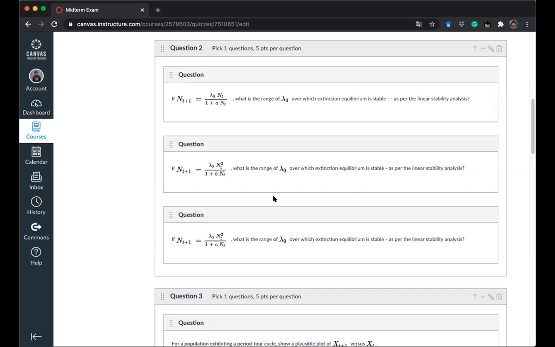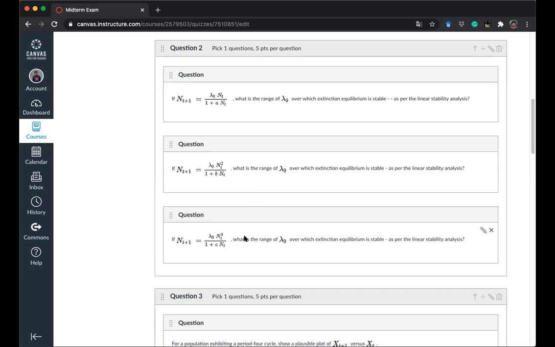Any doubts on this? So I had one doubt. When I was trying to find the equilibrium, I felt that 0 wasn't an equilibrium because if you make N t plus 1 equal to N star and everything N star, you get 1 plus c N star is equal to lambda N star square, sorry. And then you get 1 on one side and 0 on the other side. Does that mean that 0 is not an equilibrium?